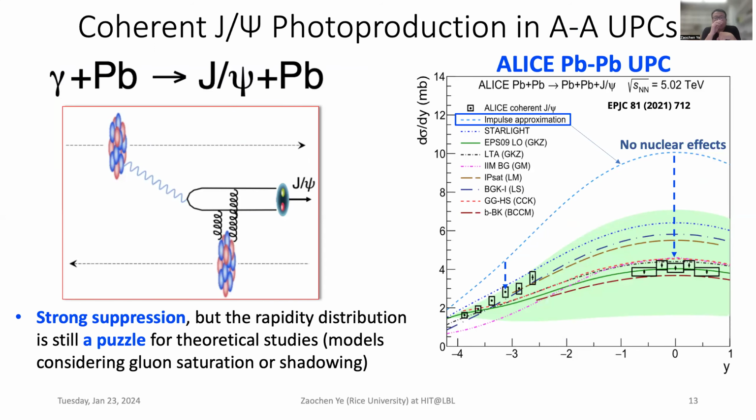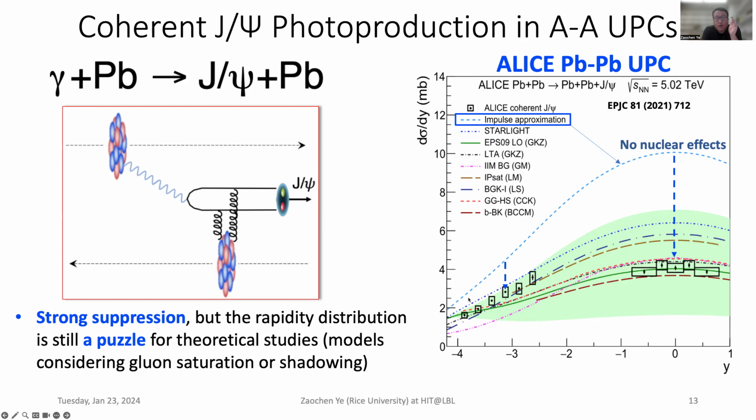The gluon saturation search in photon-nuclear interactions has been performed with very good precision via the coherent J/psi photoproduction in lead, as shown in the right figure. The data itself shows strong suppression when compared to the theoretical curve, which ignores all the nuclear effects, no gluon saturation effect, no so-called gluon nuclear shadowing effect.